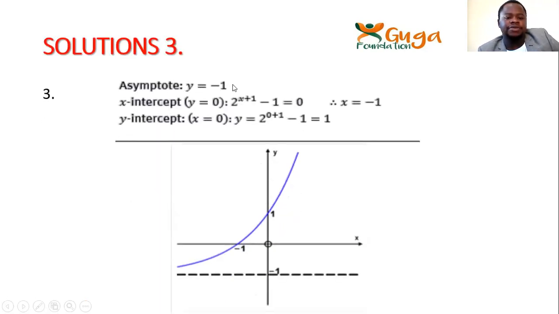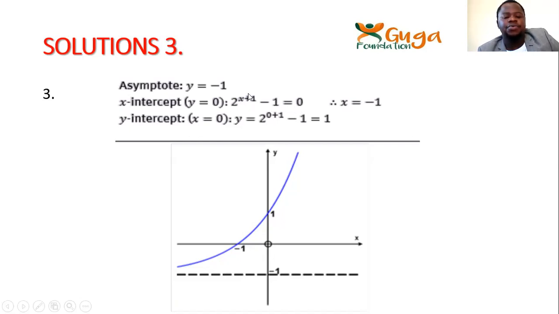Okay, so now for us to sketch the graph, your asymptote is y equals negative 1. For the x-intercept, your y is equal to 0, so it will be 2 to the power (x plus 1) minus 1 equals 0. Then you transfer this negative 1 to the other side, then you've got 2 to the power x multiplied by 2 to the power 1 equals 1.